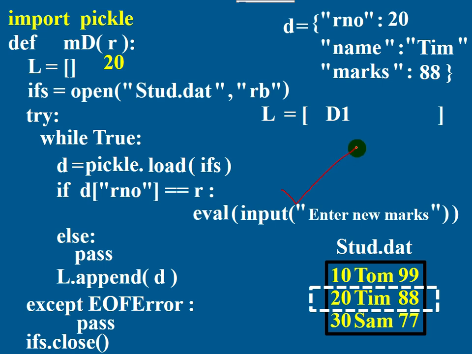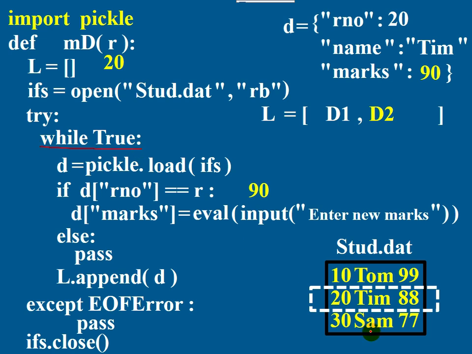So new marks must be entered from the keyboard, and that should be assigned to this memory location. So how do you get this memory location? D square bracket key. D of marks will give you this memory location, and the new marks can be assigned to this memory location. Suppose the new marks entered is 90, then this memory location will contain the modified marks 90. After that, the modified dictionary is appended to list L. So now your list L will contain this modified dictionary. So D2 contains modified marks.